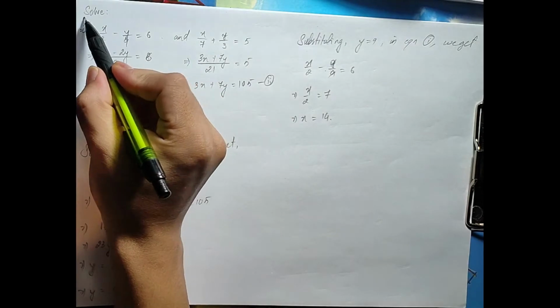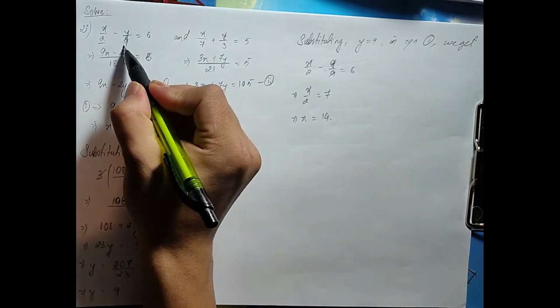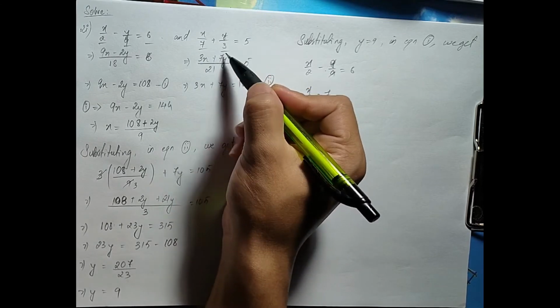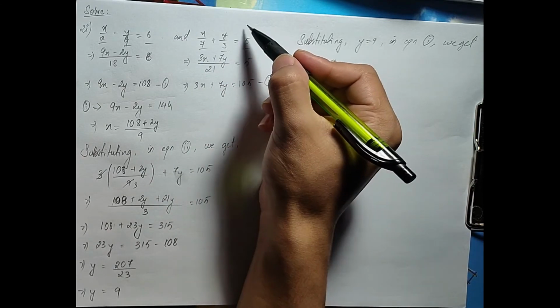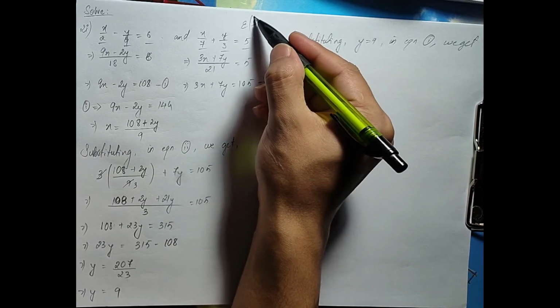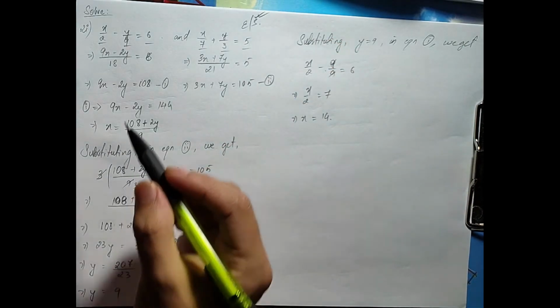Let's see the first question. Solve: x by 2 minus y by 9 is equal to 6 and x by 7 plus y by 3 is equal to 5. So we can choose either to solve this by elimination method or substitution method. Let's try substitution method for this question.